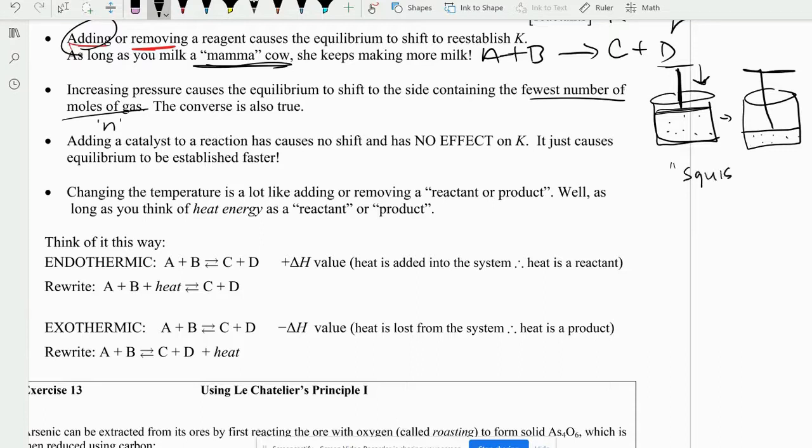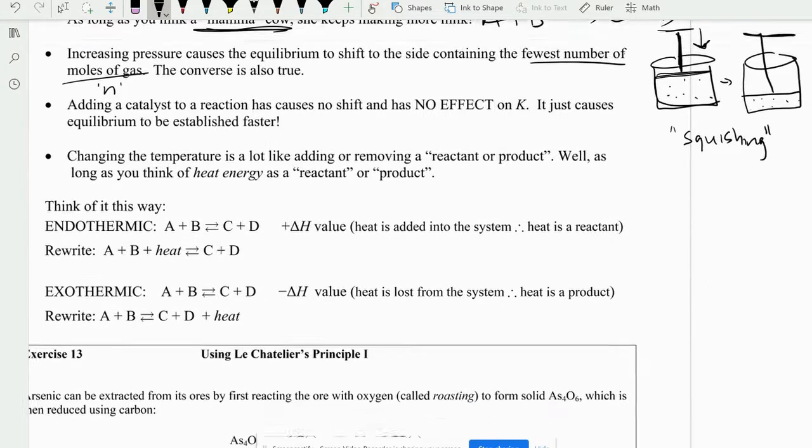Okay. So in a way, when you think of increasing pressure, you might want to think of squishing, kind of like you're squishing gas molecules. I know it's not too much of a technical term, but if you're dealing with a reaction and you're increasing pressure, or squishing the gas molecules, the chemical reaction is going to shift to reestablish equilibrium to the side of the reaction that has the fewest number of moles of gas. Okay, we're getting ready to do an example dealing with this in just a second.